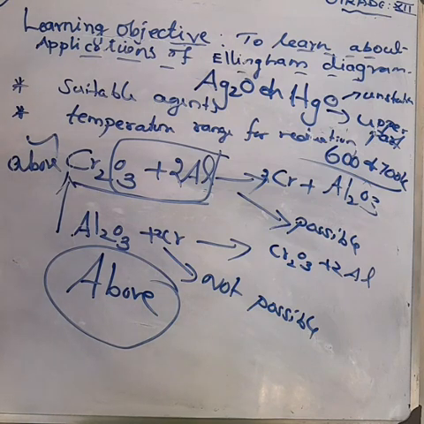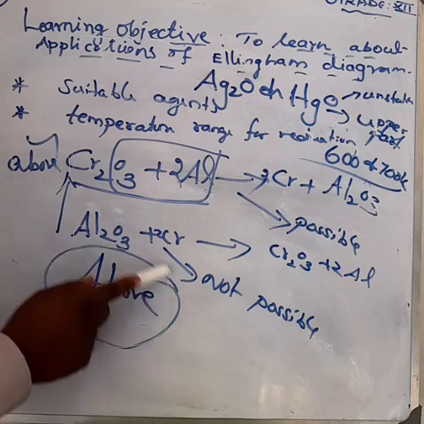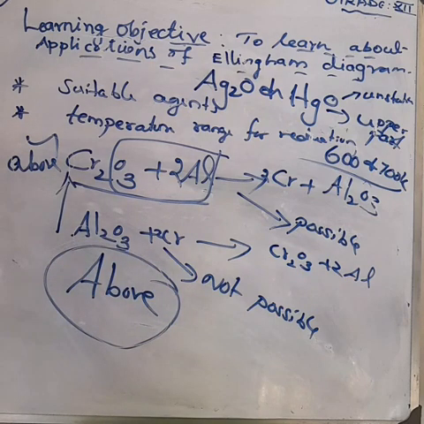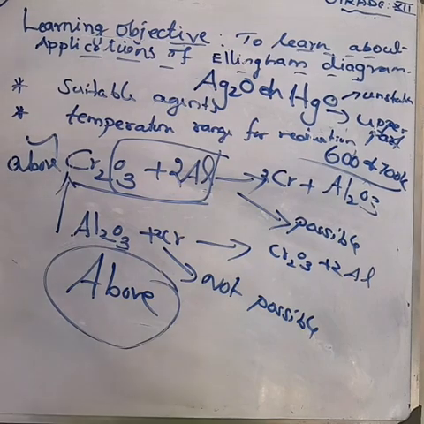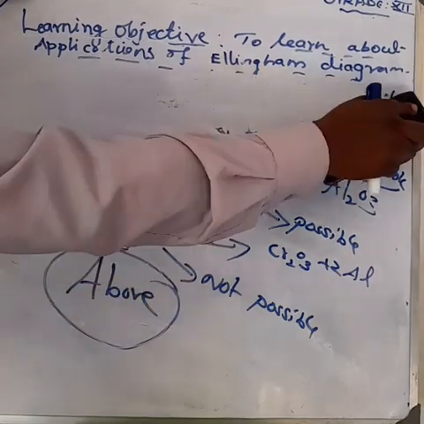Okay. What about the second point? Any metal can reduce the oxide of another metal that must be located above it in the diagram. So the second point is over. Next, we can discuss the third point.